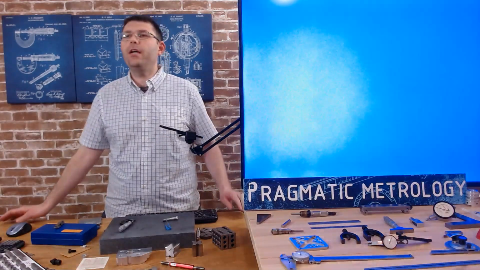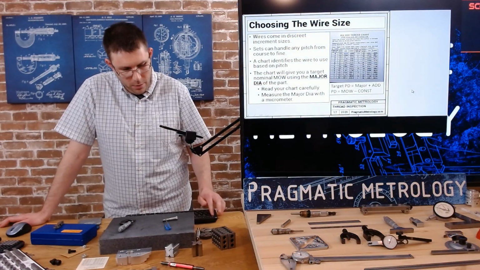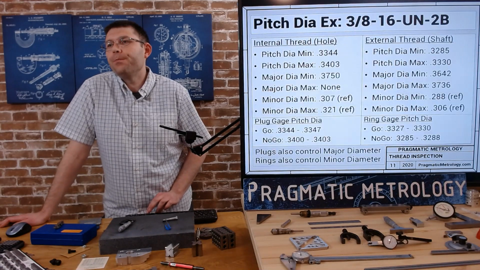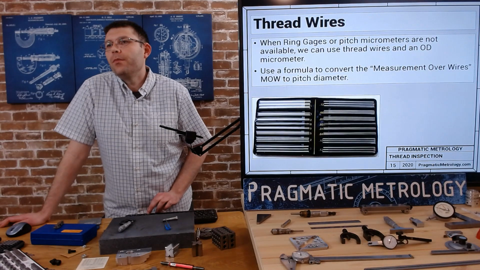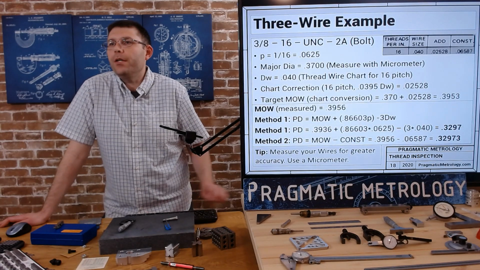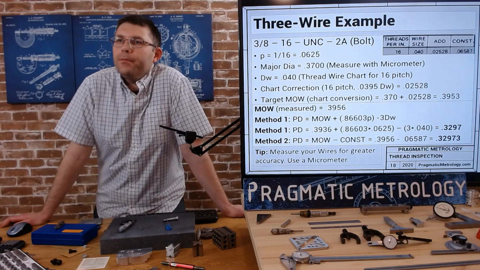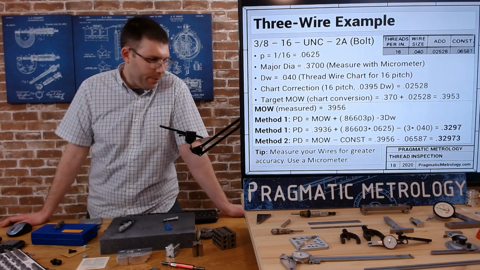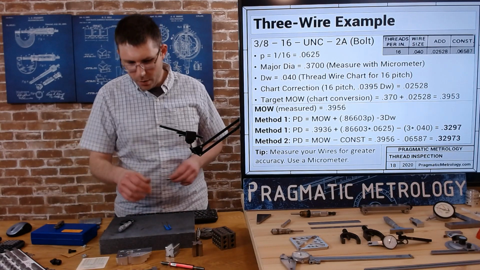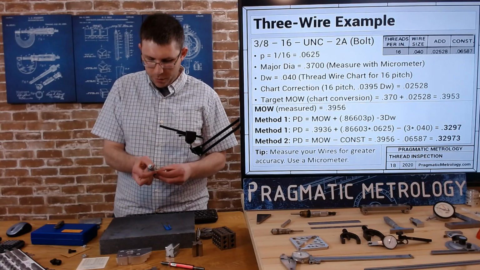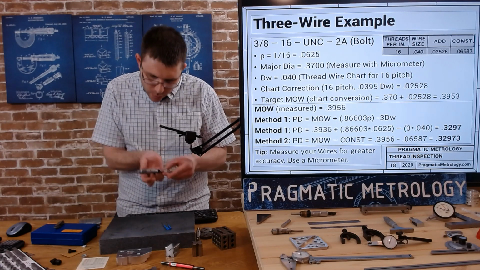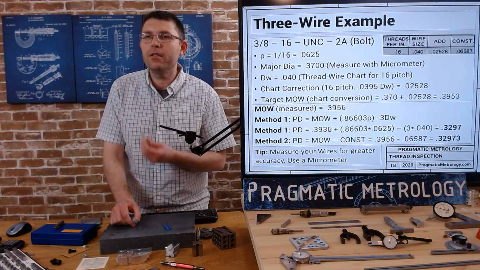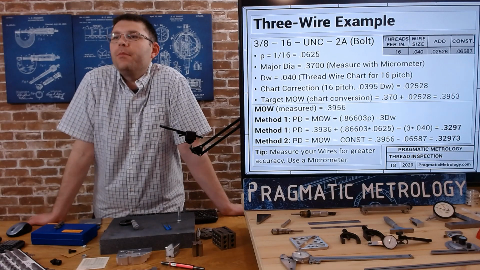So let's go through the calculation together to convert that measurement over wires to a pitch diameter. All right. So let's look at the top half first. So our major diameter, if we measure it with a micrometer, let's measure it real quick. Let's see if it matches. It's a little bit less than 370. I'd say about 368. This is a bolt. But to go through that example, we'll use the 370.